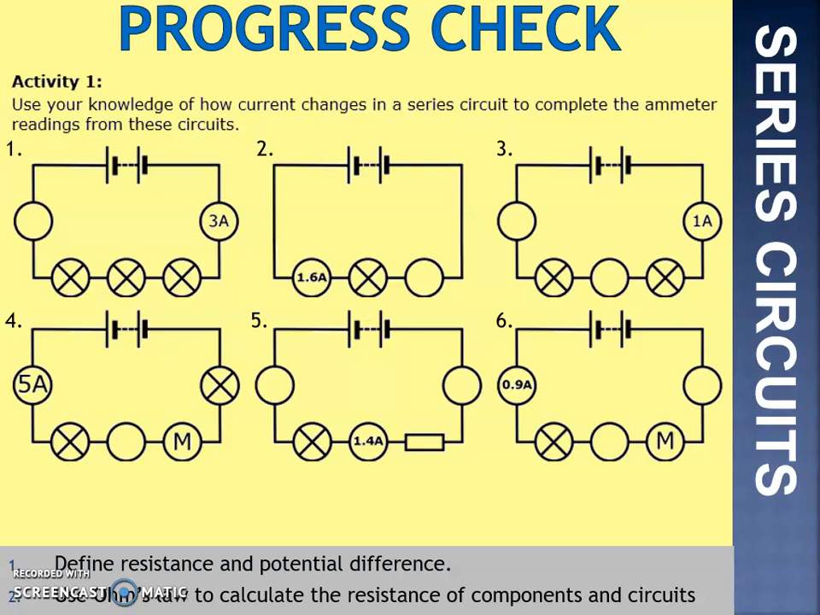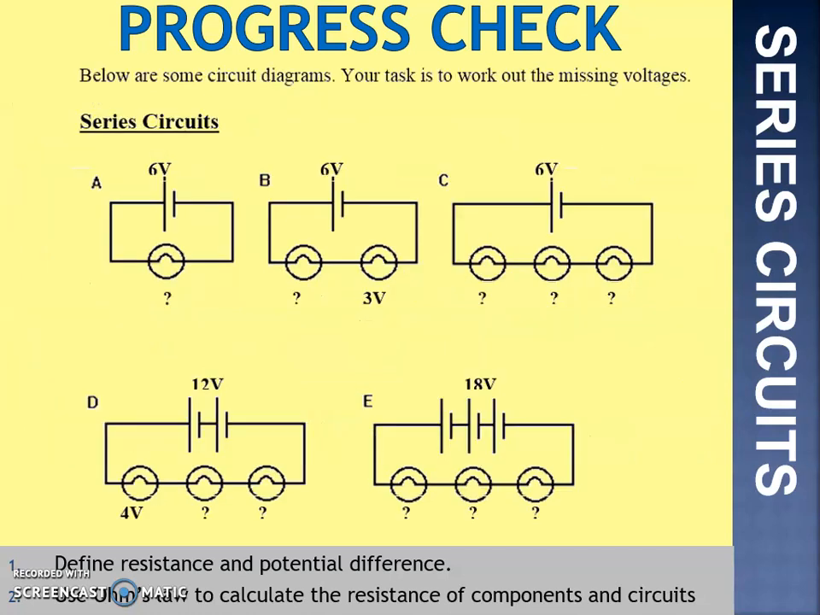So for number 1, the missing value is 3 amps. Number 2, 1.6. Number 3, 1. Number 4, 5. Number 5, the 2 missing values are 1.4 and 1.4. And number 6, the missing values are 0.9 and 0.9. It's a series circuit. It means that the current stays exactly the same at every part of the circuit. What about voltage though in a series circuit?